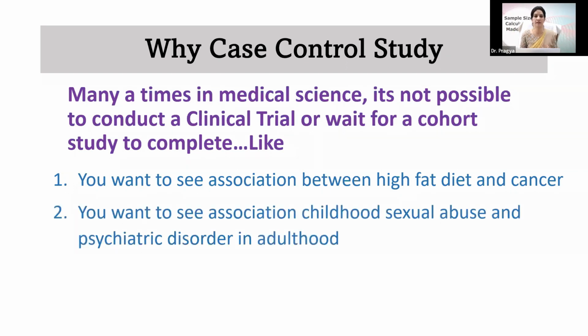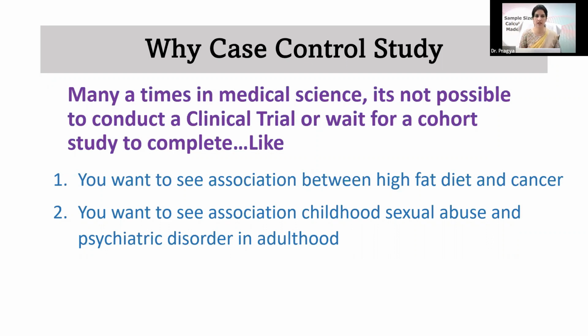Or the second research question could be, if you want to see the association between the childhood sexual abuse and psychiatric disorder in adulthood. In this case also, you will see that it is not possible to do a cohort study or a randomized control trial. In that case, case control study is a very good option, although it has its limitation, but with the selection of appropriate control, you can remove those limitations.